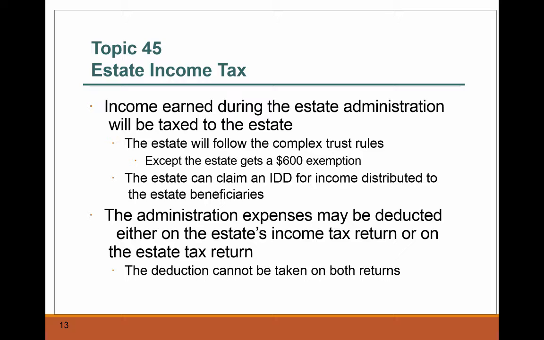And then you have estate income taxes. Right here you have the income that you earned during the administration of the estate, and that will be taxed with the complex trust rules. So an estate is taxed under the complex trust rules, except estates get a $600 exemption. You'll remember it was only $300 for a complex trust. So now it's $600 for estates.